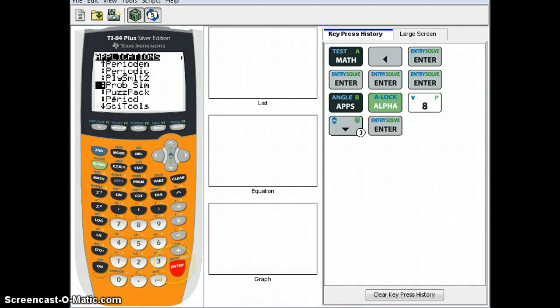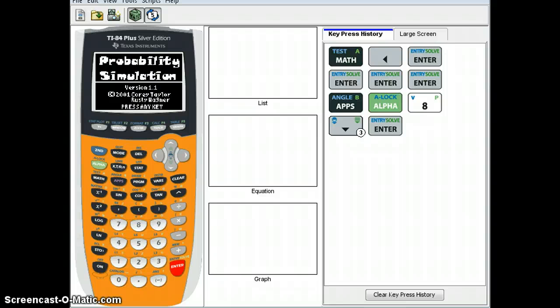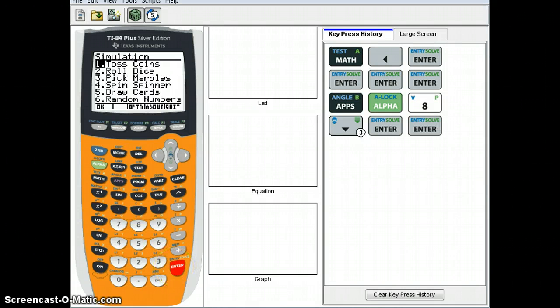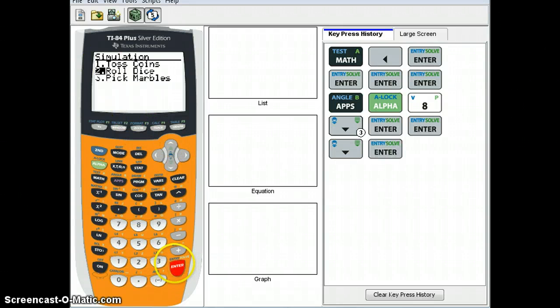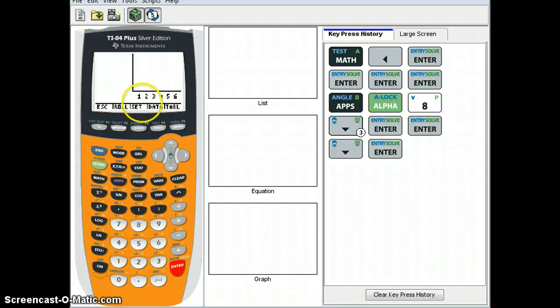If I hit enter, I go into this cool thing. Looks like a game. And it kind of is a game. Let's do the, we were just talking about dice, weren't we? So let's do dice. I can roll the dice here. I'm getting the dice experiment. Right now it's set up for rolling 1 die, and the possibilities would be 1 through 6.